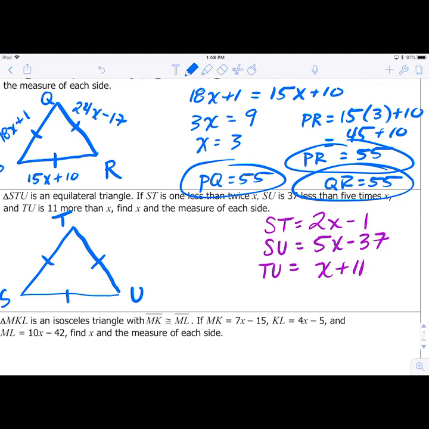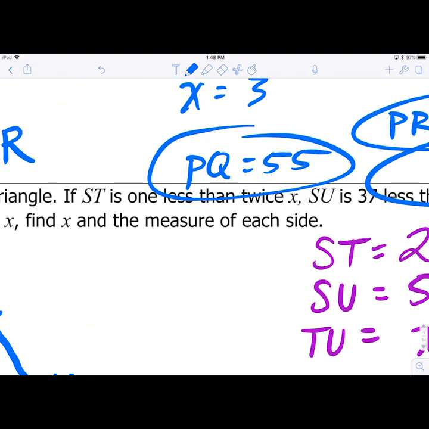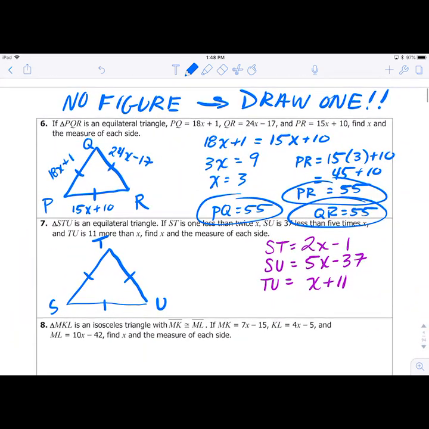Let's decode this. ST is 1 less than twice x. All right, twice x. That means 2 times x. 1 less than that, what does less than tell you? Add or subtract? Subtract. You just got to be careful with where it goes. If it's 1 less than twice x, that's 2x minus 1. Just like if someone said $25 less than $100, is that going to be 100 minus 25 or 25 minus 100? It's going to be 100 minus 25, $75. All right?